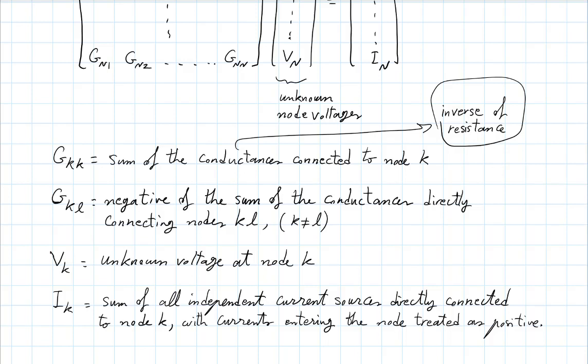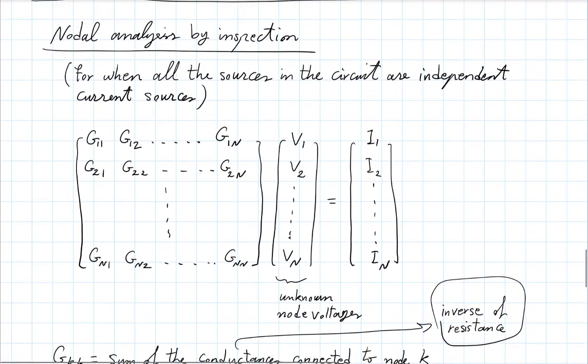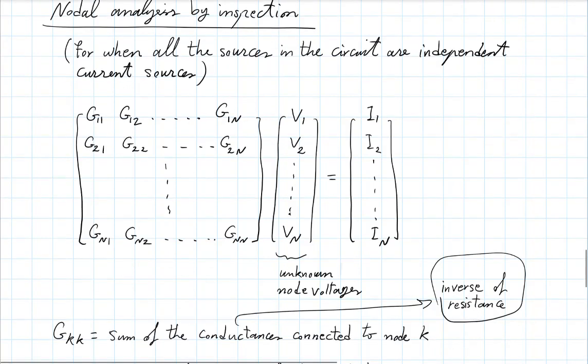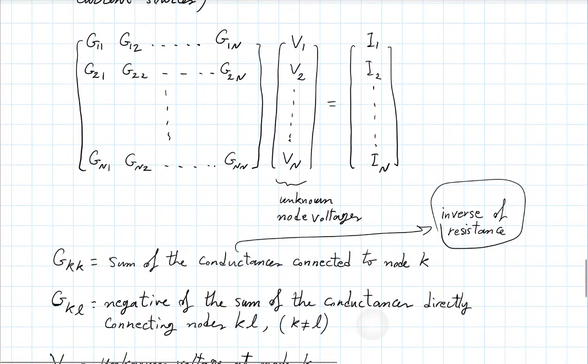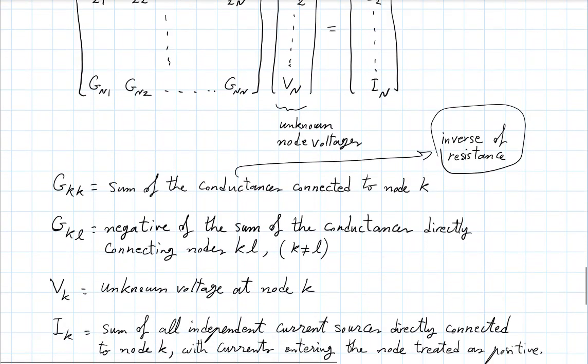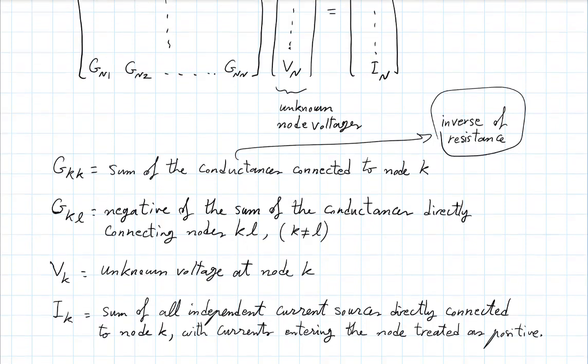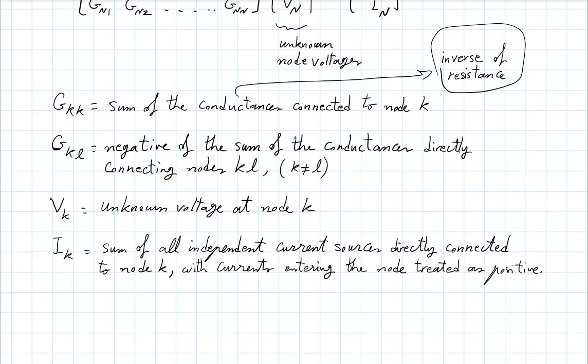Yesterday, we also talked about the issue of signs, right? So, of course, you can take all your equations and multiply both sides by -1. Excuse me. So you could equally well have said GKK is the negative of the sum of the conductances connected to node K, and GKL is the positive of the sum of the conductances directly connecting nodes K and L. And IK is the sum of all independent current sources going directly into node K, with currents entering the node treated as negative. Right? You could have said that.